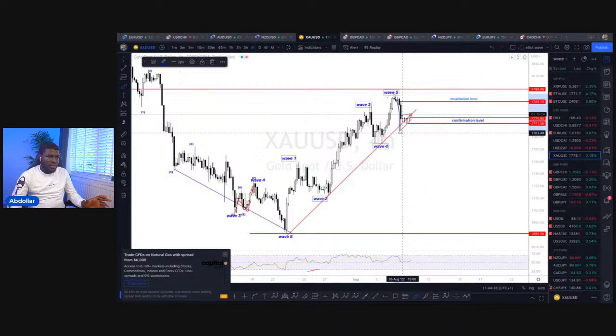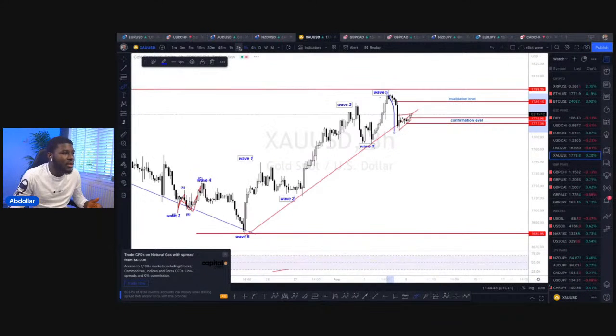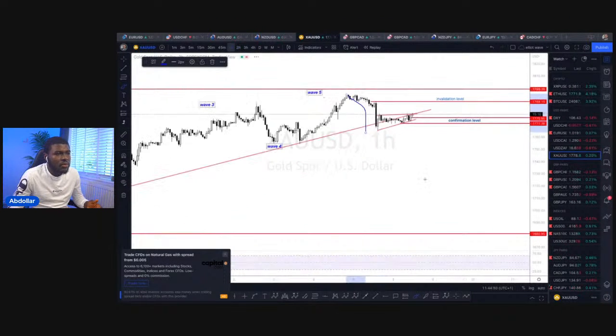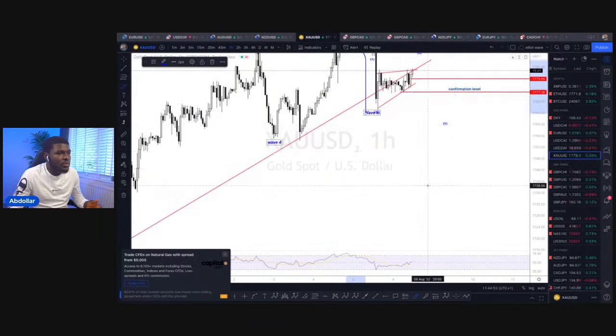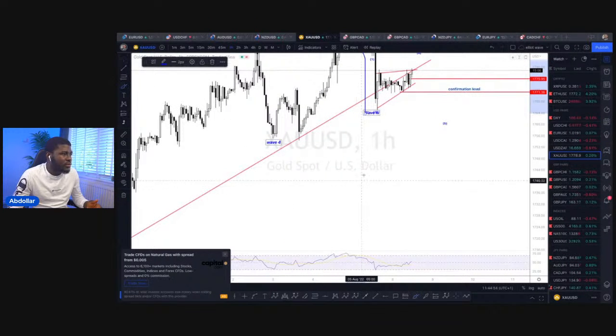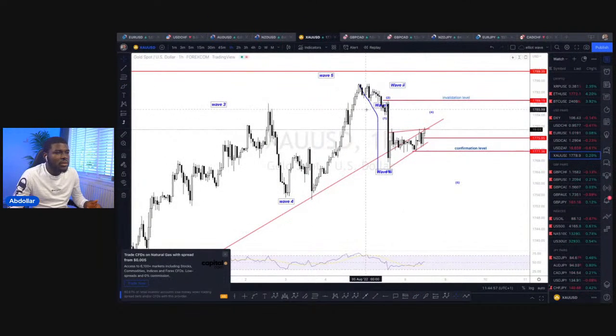So the question now is, has this bearish move ended yet, or are we still going to see more fall to the downside? To answer that question, we have to go lower, so like 3 hours or 2 hour, or okay, 1 hour time frame then, to see what is happening better. So now here we are on the 1 hour time frame. Now we want to see what is happening there.